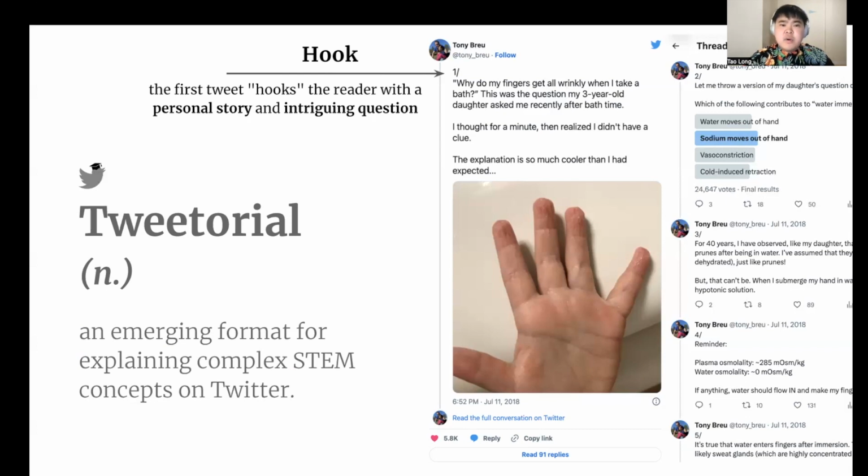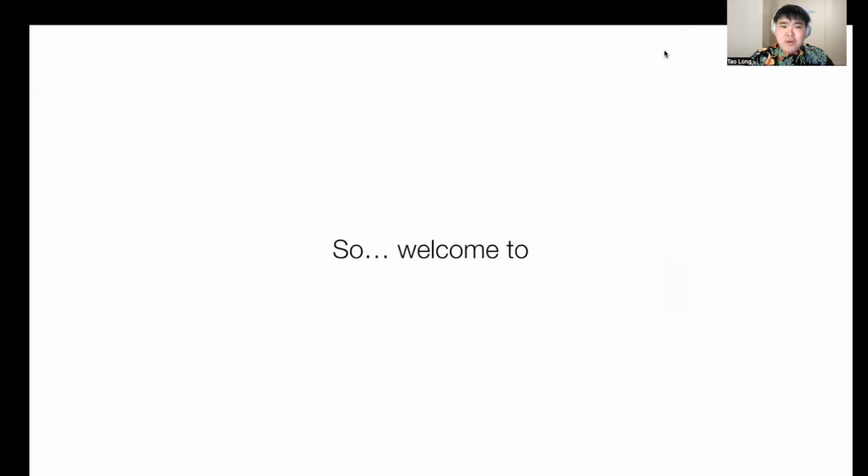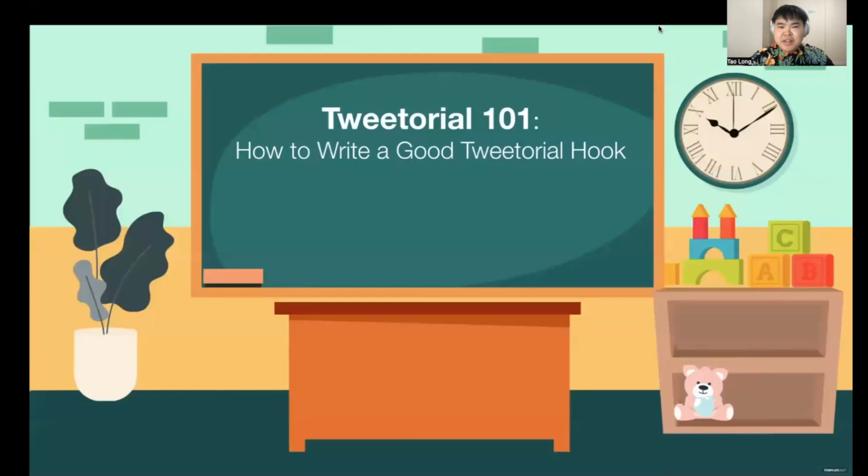But how can we know what is exactly a good tweet? Are there any rubrics for it? The answer is no. So, welcome to our tutorial 101, how to write a good tutorial hook. Chapter 1, what makes a good hook? Let's look at a few examples.